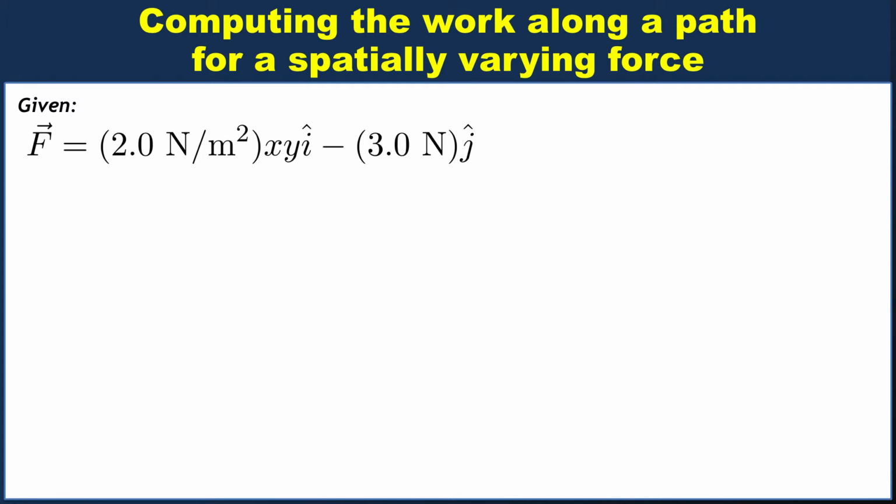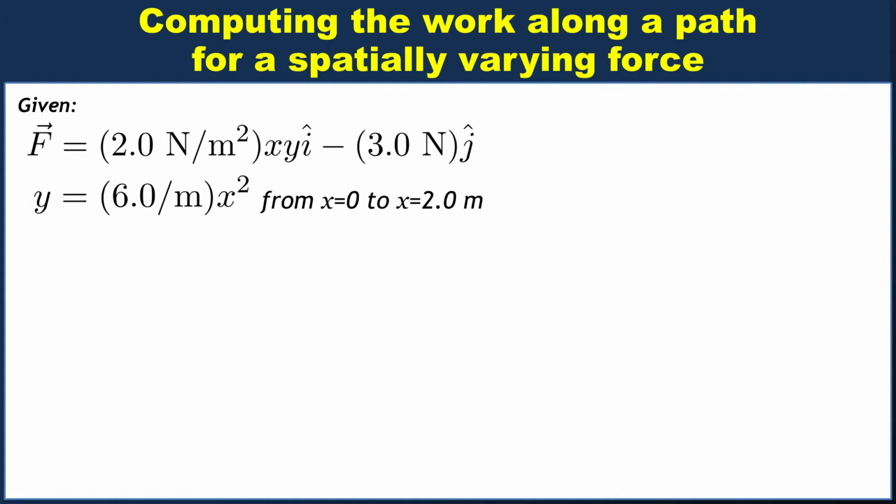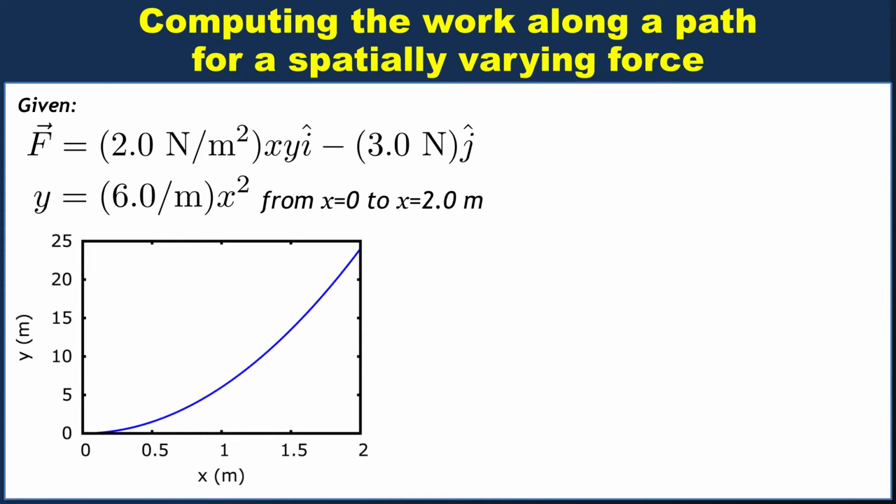Now let's further imagine that this force is being applied to an object that is constrained to move along a path y equals 6 inverse meters times x squared between the x positions 0 and 2.0 meters. If we graph that path out, it looks something like this, where the object would start at the origin and move up and to the right until it reached x equals 2 meters and y equals 24 meters.